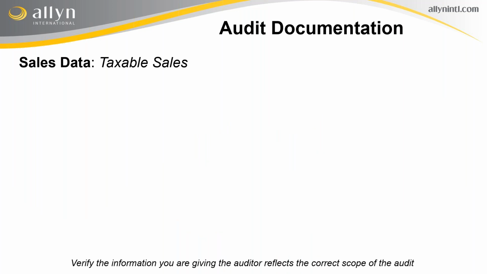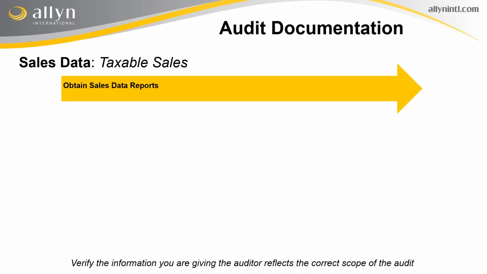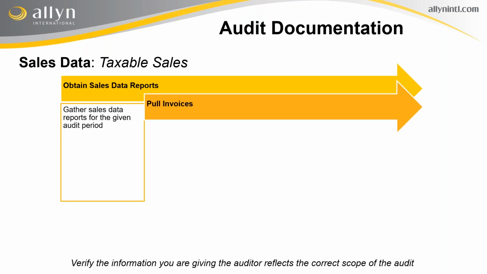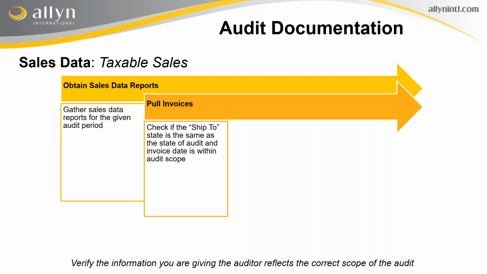For sales data, specifically taxable sales, you'll first obtain the sales data reports for the given period. You'll pull the invoices to see if the ship to is the same as the state of audit. Many times, instead of the sales data capturing the ship to party, it captures the sold to party, which could be an entirely different state and would be outside the scope of your audit. And we've seen this oftentimes when a company may use the corporate headquarters as the sold to party, and sometimes that gets populated as the ship to state.